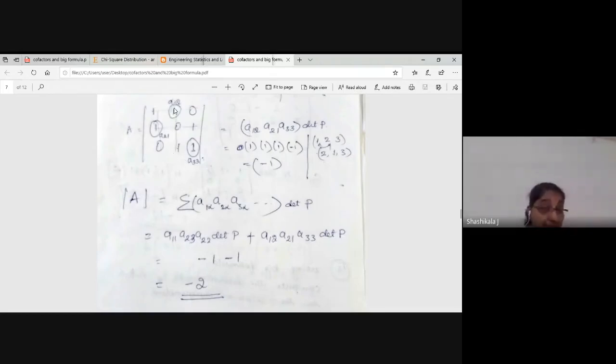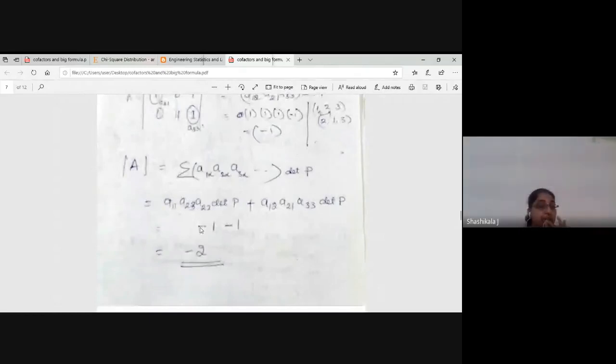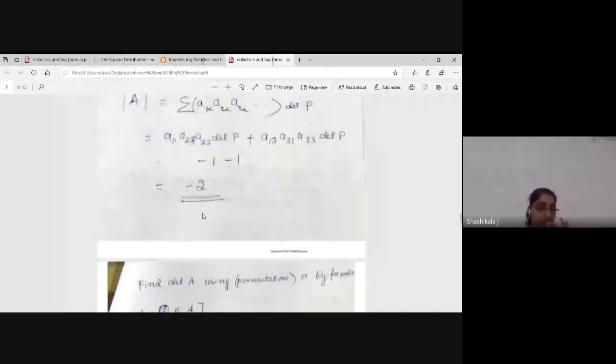Not A32, because if I take A12, I can't take this row and this column. So if I take this other choice, I can't take this row under this column. This element is gone and this element is gone. I am only left with 0, and 0 with anything is 0. That's why I have not written it. This -1 and -1, it is -2.